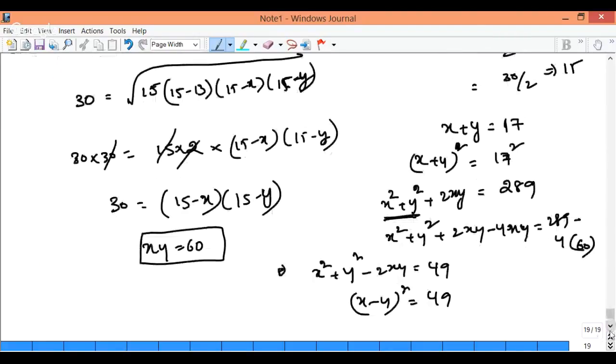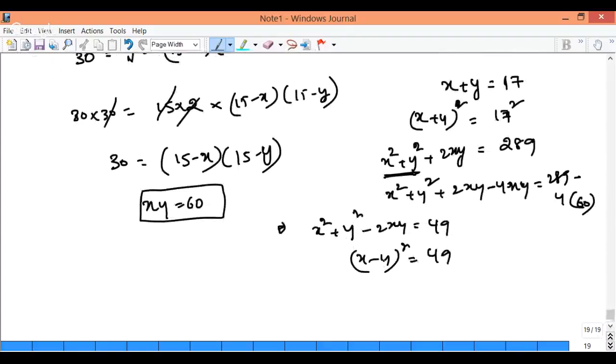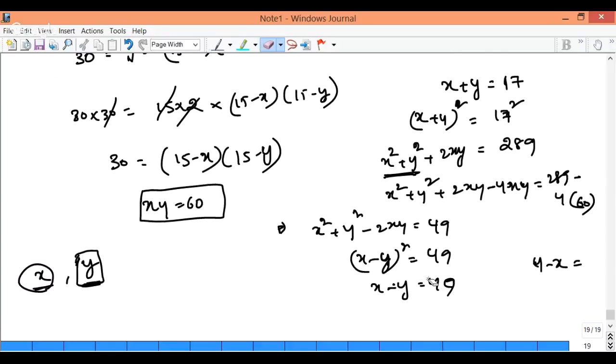Now, in x and y, if you consider y as the smallest length, you can directly write x minus y is equal to 7. Sorry, it is 7, not 49. Or else if you consider x as the smallest length, we'll get y minus x is equal to 7. I'm going with the first case because I don't want to make the problem complex.